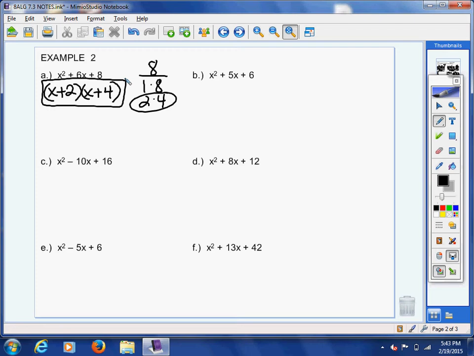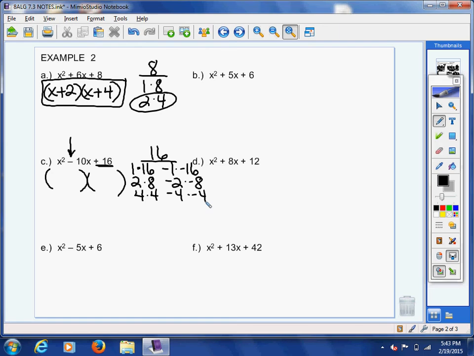Now C, because it has that negative sign right there, we do want to be very careful. The main reason is because we're looking for factors of positive 16. Well, there are 2 ways to get positive 16. You can do a positive times a positive or a negative times a negative. They both give you positive 16. So we can do 2 times 8, negative 2 times negative 8. 3 doesn't work. 4 times 4, negative 4 times negative 4.